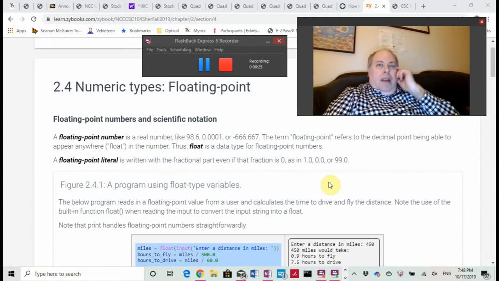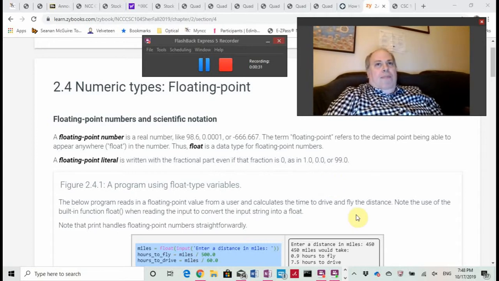So, if I want to find out how many students in this class are A's, that would be an integer variable.